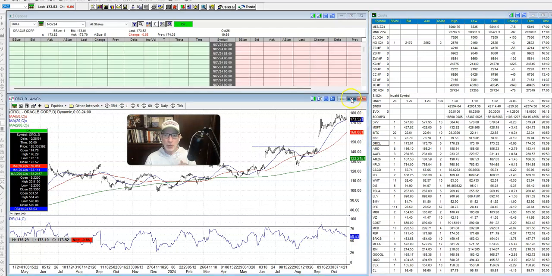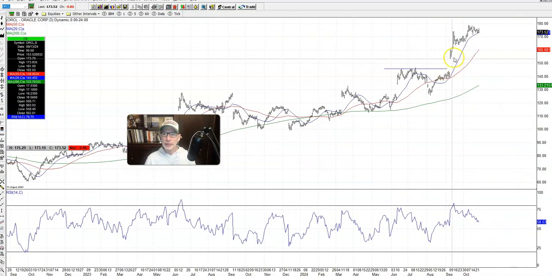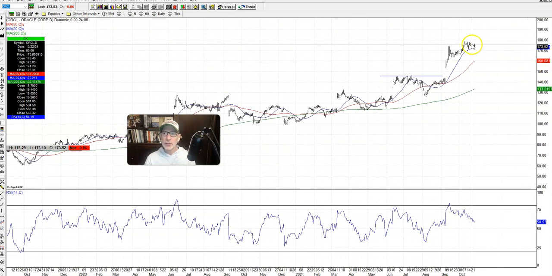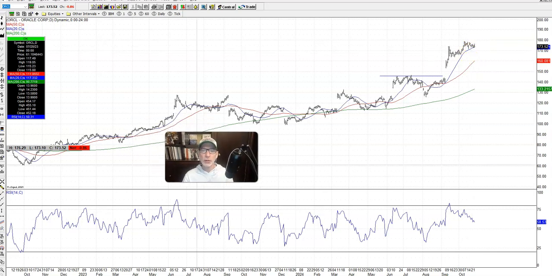Oracle. Oracle had great earnings here. It gapped higher, and then it continued to move higher. And now you can see it's connected with the 20-day moving average. The 20-day moving average had to catch up. It had the blast off here, kept moving higher. So the moving average started moving up, started a little sideways price action, and finally got the connection right here. So this could be the launching spot for the next leg higher.